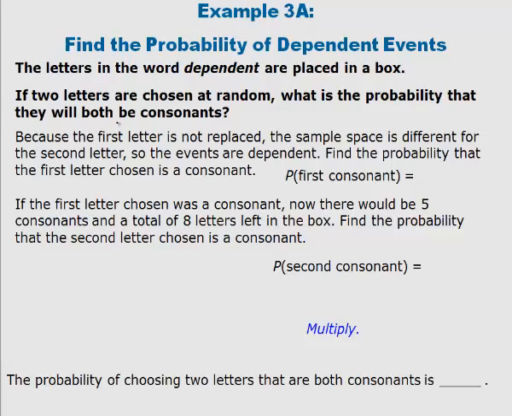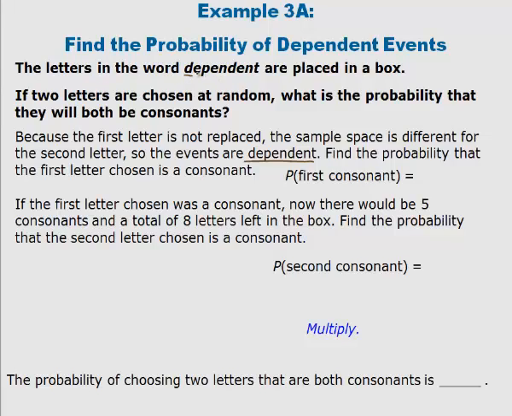We're going to choose two letters at random, and we want to know what the probability is that they'll both be consonants. Because the first letter is not replaced, the sample space is different for the second letter. So that means the events are dependent. So to find the probability, we need to first determine what the probability is that the first letter is a consonant. So we look at wanted over possible.